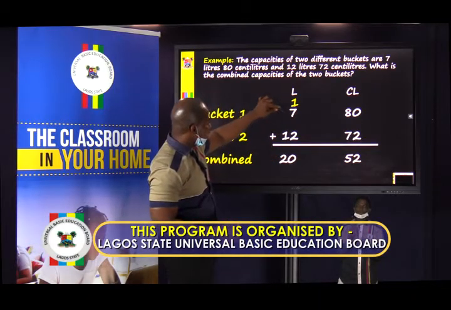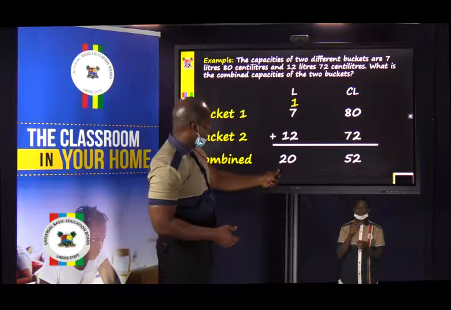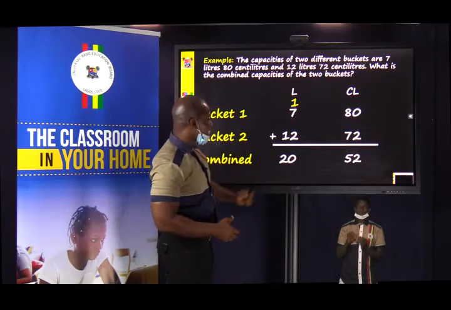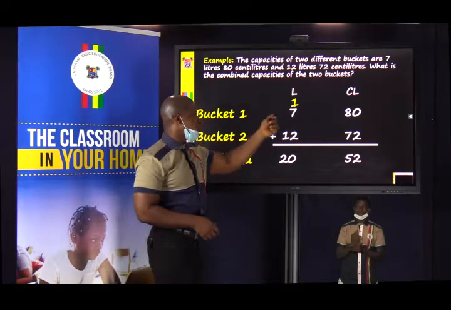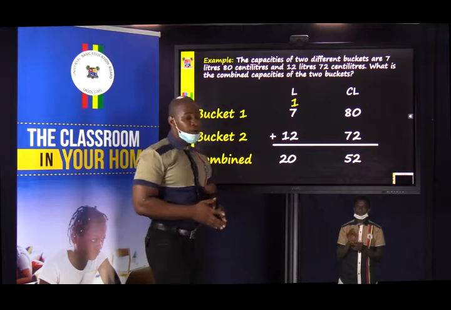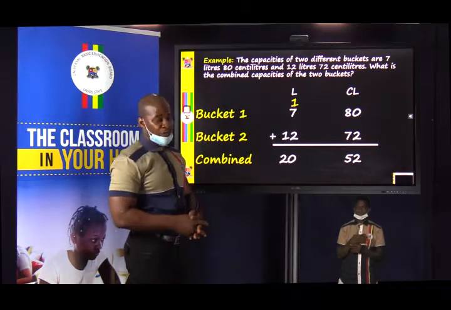1 plus 7 is 8. 8 plus 2 is 10. Regroup 1. 1 plus 1 is 2. Specifically, 1 plus 7 is 8. 8 plus 12 is 20. And then we've gotten our final answer.